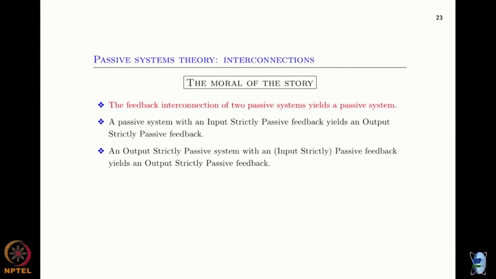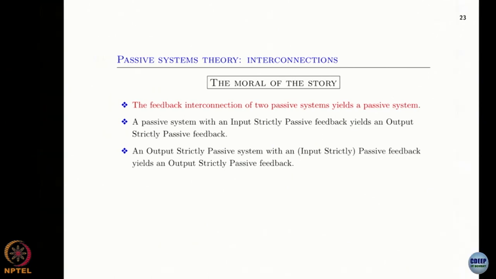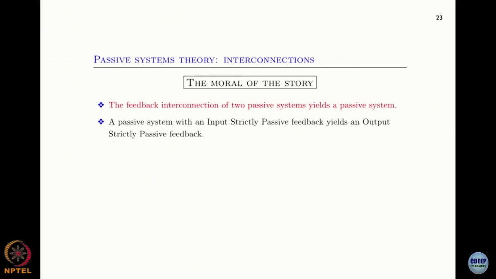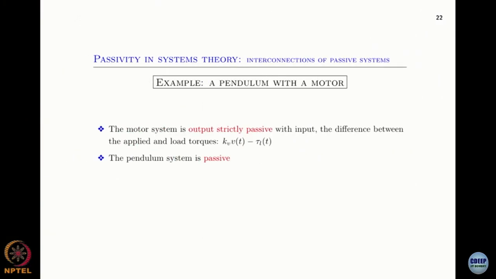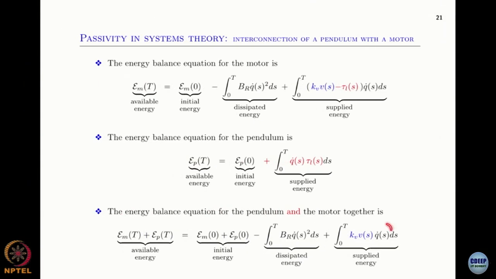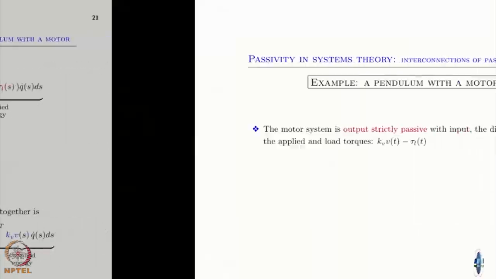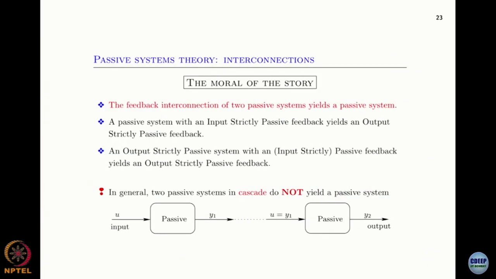In this case, the output is Q dot, the velocity. There is no passivity with respect to Q. And one thing to remember is that passivity is conserved when you interconnect the systems in feedback. If you interconnect them in cascade, so the output of one goes as input into the other and so on, but there is no feedback loop, you don't have passivity necessarily from here to whatever output you choose there. We are talking about interconnections in feedback form.